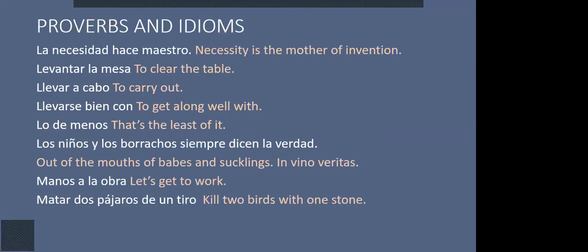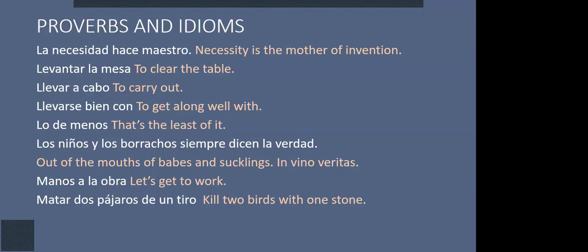Okay, it's always a good thing to go over some of these proverbs as well. Let's take a look. We have La necesidad hace maestro: necessity is the mother of invention. Right? It's the mother of invention. Necessity. So, levantar la mesa is to clear the table, llevar a cabo to carry out.